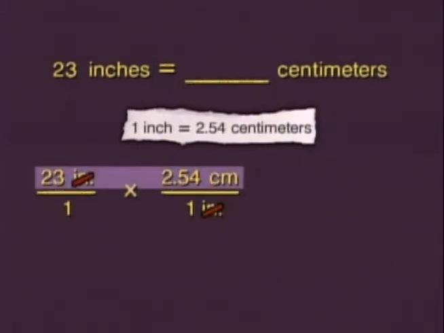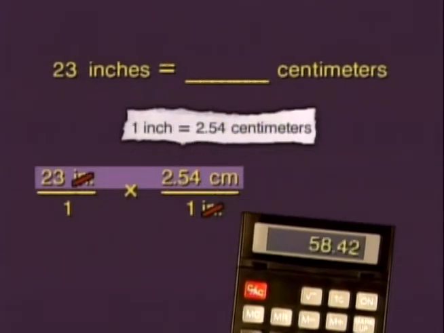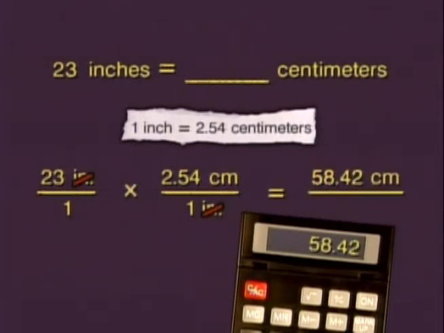Next, multiply. In the numerator, we have 23 times 2.54 centimeters. Use a calculator if you like. The product is 58.42 centimeters. The denominator is 1. 23 inches equals 58.42 centimeters.